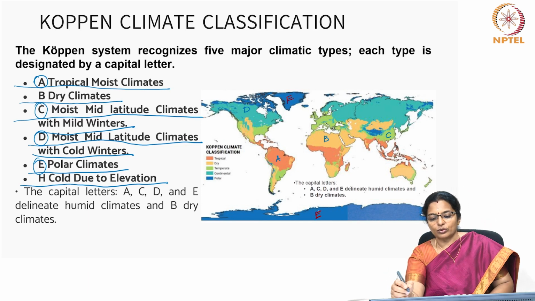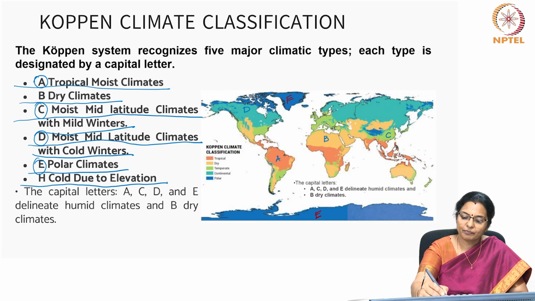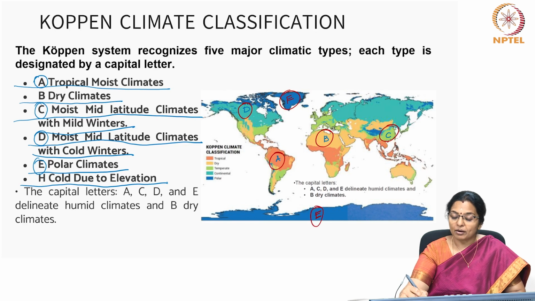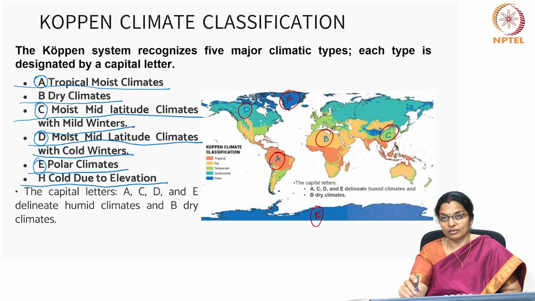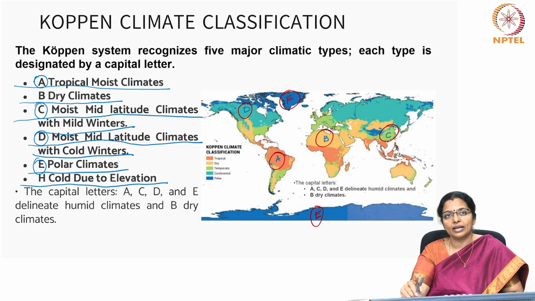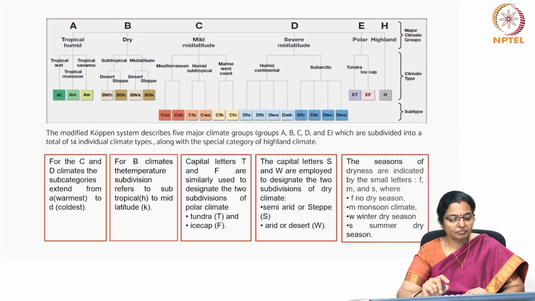So, this is how the climate is classified across the world according to Koppen. But it does not stop here. He goes into further classifying the climate beyond these alphabets.